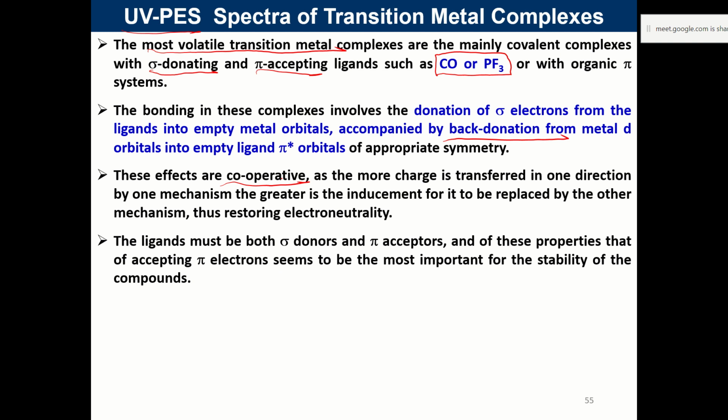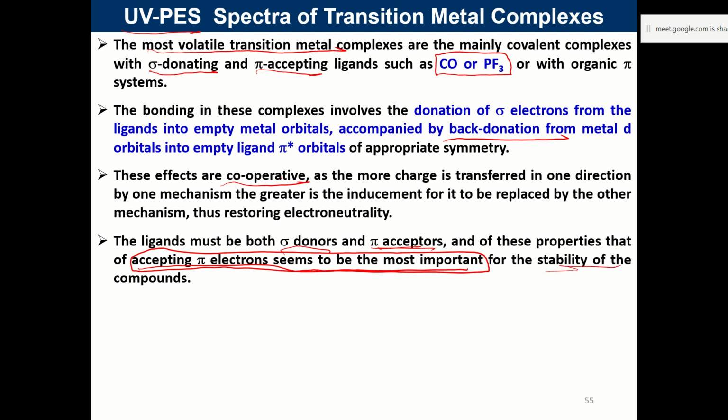But what we want from the ligands is that they must be good sigma donors and have good pi acceptor properties. And accepting pi electrons is the most important for the stability. The accepting part is more important.